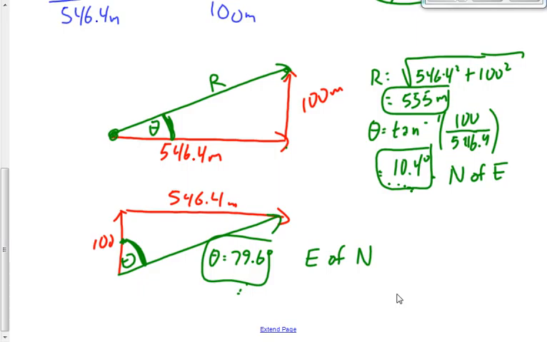Okay? I'm 1 meter behind Olivia. I'm 3 meters in front of Daniel. It's not like saying 1 and 3 are the same thing, right? 1 and 3 don't appear to be the same thing. 1 behind Olivia and 3 in front of Daniel can absolutely be the same thing. 10.4 degrees north of east, 79.6 degrees east of north, right?